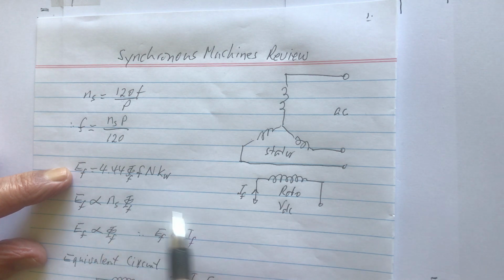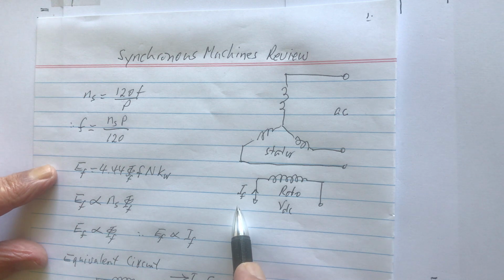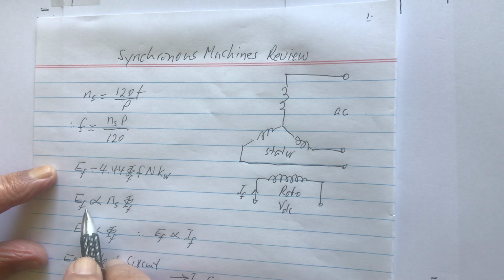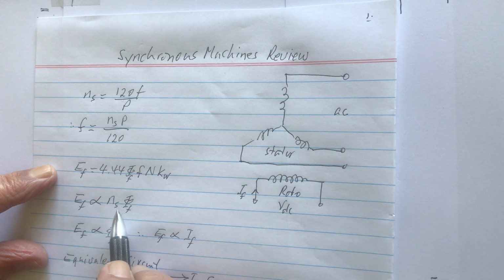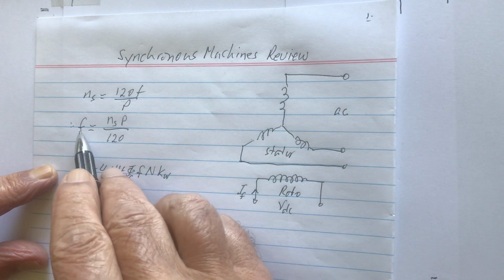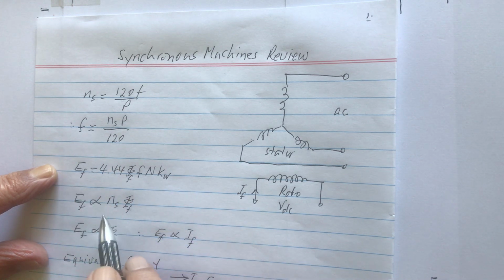The flux is produced by the field current IF, and we can write EF is proportional to NS times phi F. For constant speed or constant frequency, at a given frequency, EF is proportional to IF.